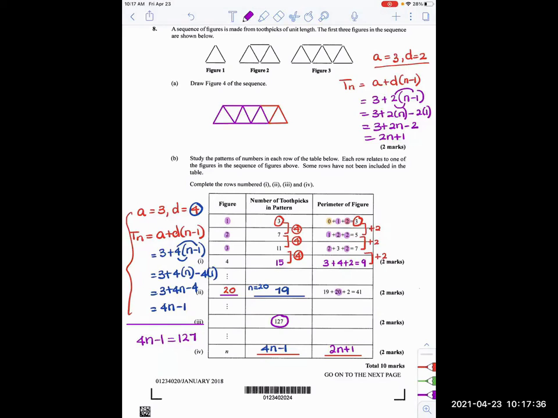All right, so let's see what you have. 4n is equal to 127 plus 1. 4n is equal to 128. The opposite of multiply by 4 is divide by 4. So n is equal to 32. Did you all get that? Yes, miss. Is there anybody in the class who didn't get 32? Yes. All right, let's go through it again.